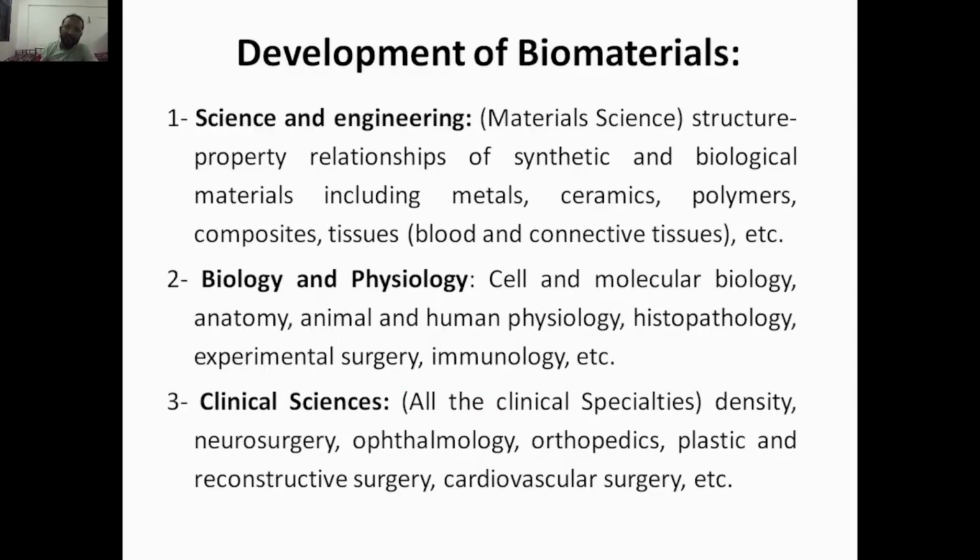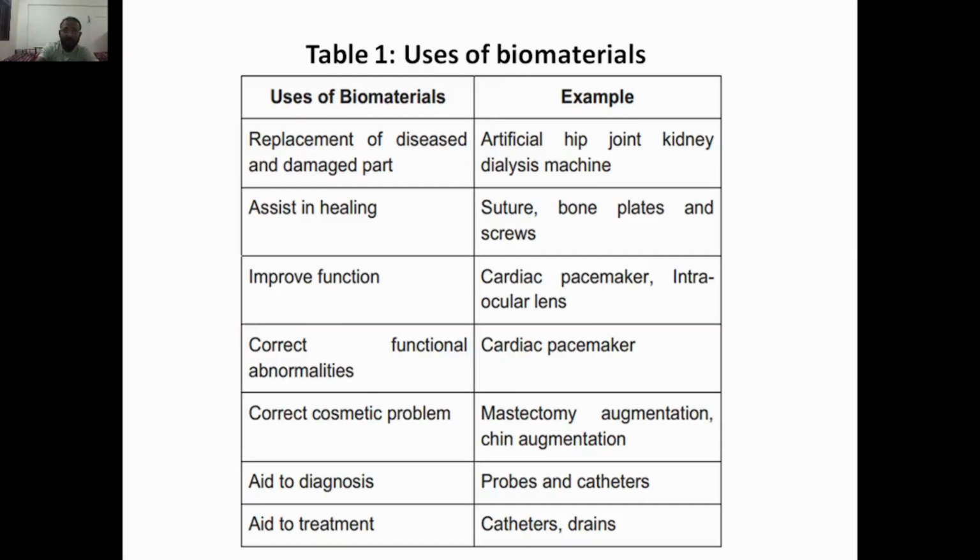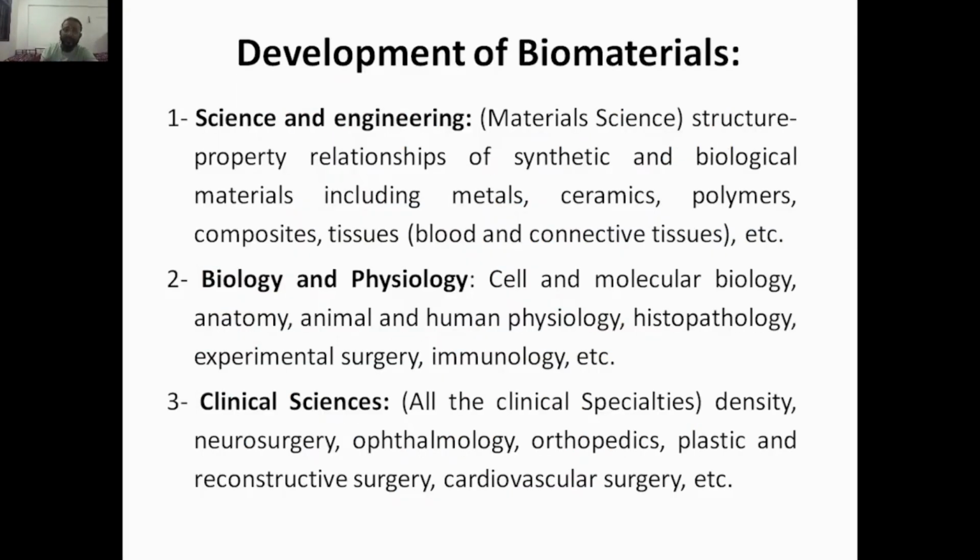So, development of biomaterials. There have been a lot of developments in biomaterials in the last few decades. Let's see them one by one with the categories: science and engineering, biology and physiology, and clinical sciences. In science and engineering, we will be discussing material science. We need help from science and engineering to design biomaterials. We need to understand the biology and physiology of our body, and based on that, the biomaterial properties and surface need to be designed. So biology and physiology also come into the picture, and clinical science also plays a very important role.